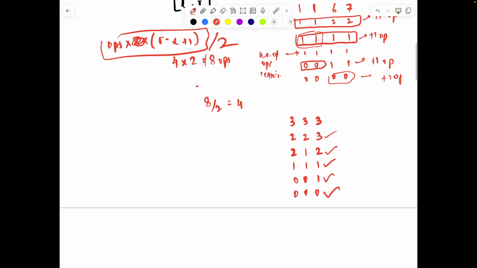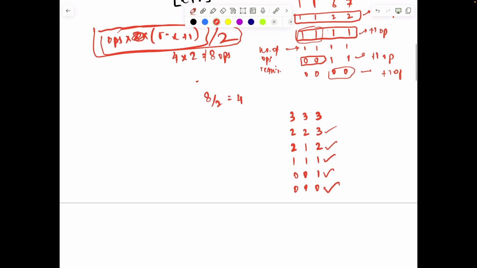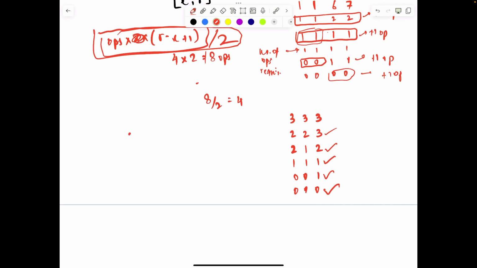Now, what will happen if we try to just use this formula and see how many operations? So there were three elements. Each of them required three operations to reduce to 0. So the total number of ops, if we reduce them one by one, would be 9. Now, just because we can take two elements together, it'd be 9 divided by 2, which is 4, which is wrong, right?